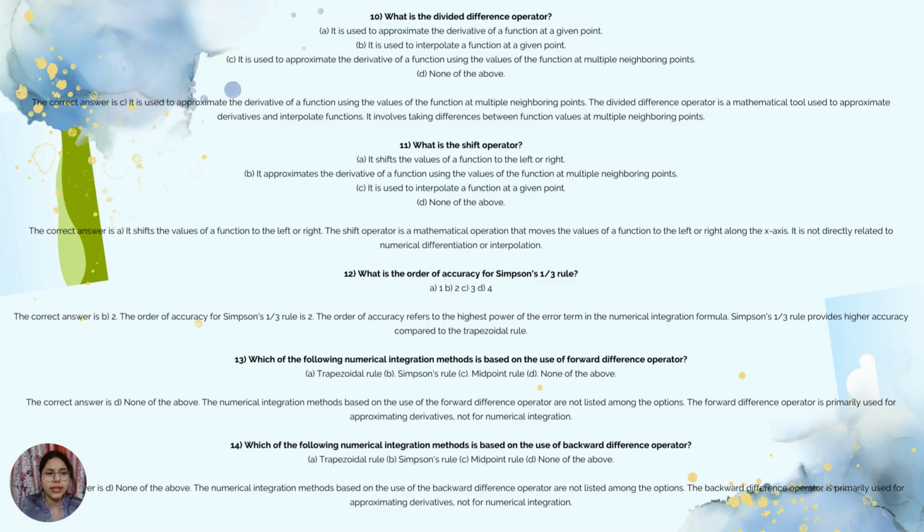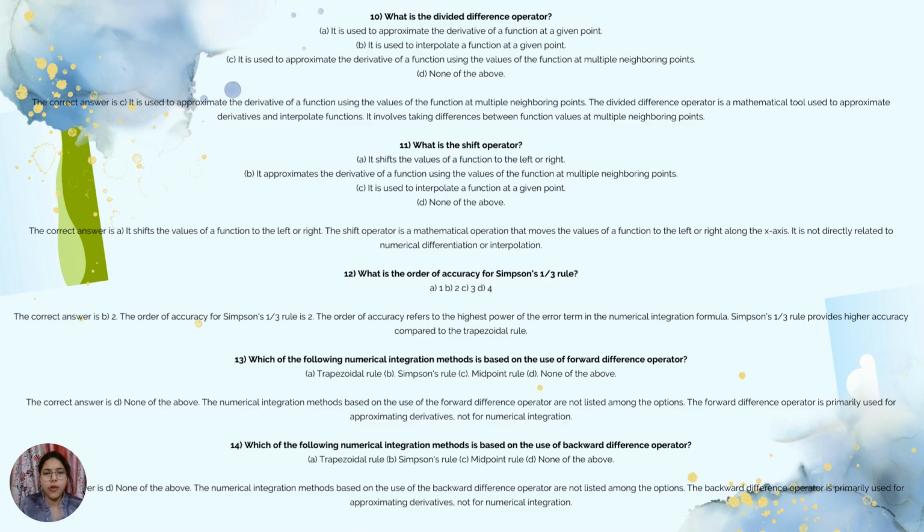The correct answer is C. It is used to approximate the derivative of a function using the values of the function at multiple neighboring points. The divided difference operator is a mathematical tool used to approximate derivatives and interpolate functions. It involves taking differences between function values at multiple neighboring points.